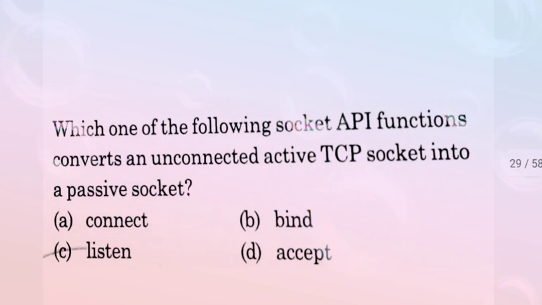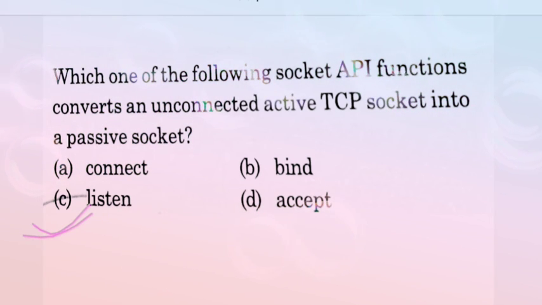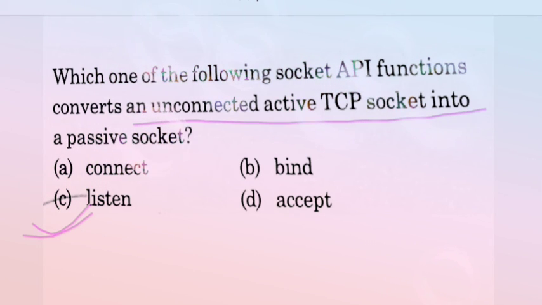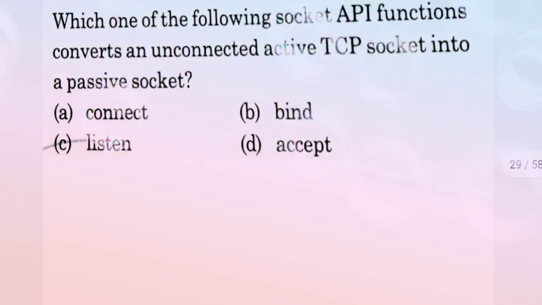Next question. Which one of the following socket API functions converts an unconnected active TCP socket into a passive socket? The correct answer is option C. Here listen is used to convert an unconnected active TCP socket into a passive socket. So option C is the correct answer. Now come to the next question.